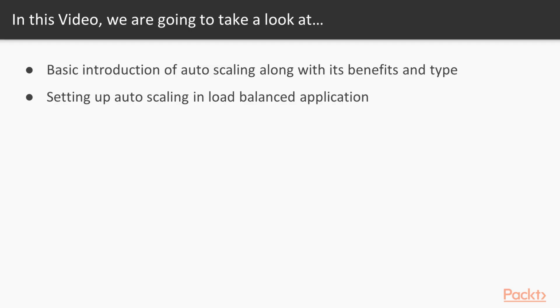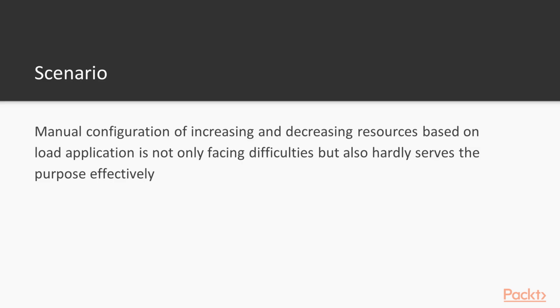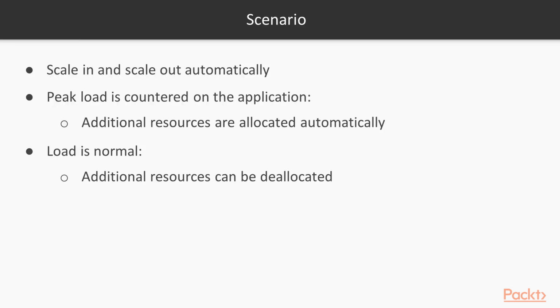In this video, we will cover the basic introduction of auto scaling along with its benefits and types. After that, we will set up auto scaling in a load balanced application. Let's take a scenario. Manual configuration of increasing and decreasing resources based on application load is not only difficult but also hardly serves the purpose effectively. It is better to scale in and scale out automatically, so whenever peak load is counted on the application, additional resources are allocated automatically, and whenever the load is normal, additional resources can be deallocated.